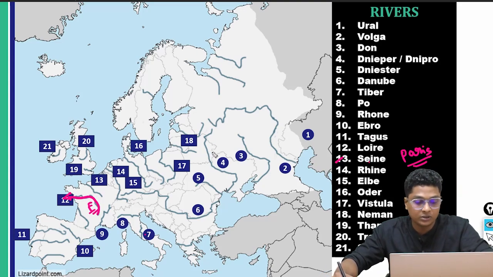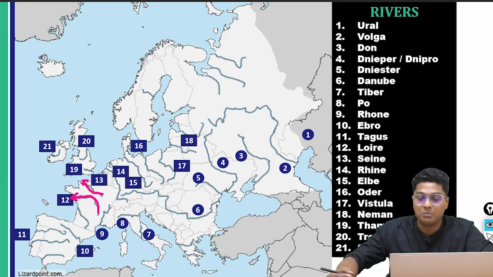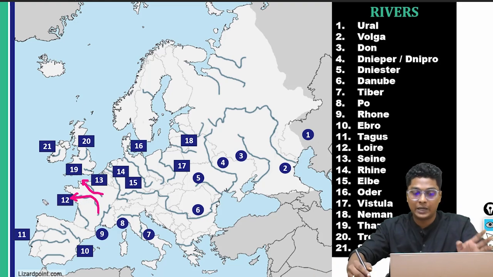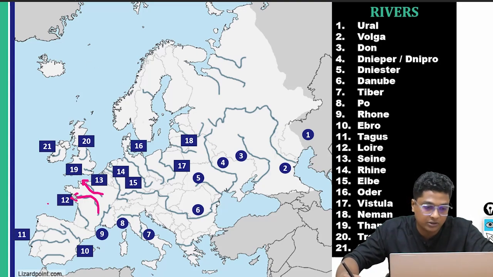Now, these two rivers, they are important. You remember their position. The Seine River is draining into the English Channel. Loire River is draining into the Bay of Biscay. Okay, the difference is there. In between that, we have the Brittany Peninsula. This is the Brittany Peninsula.